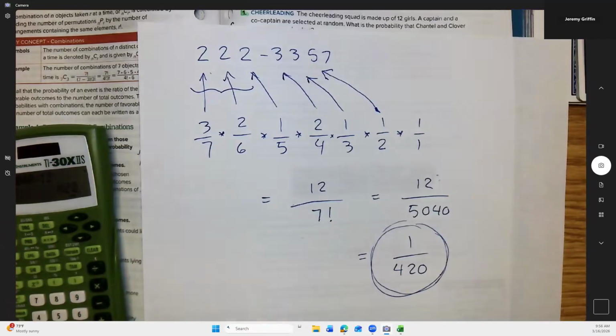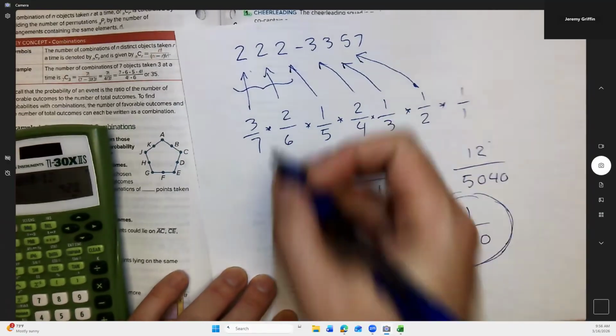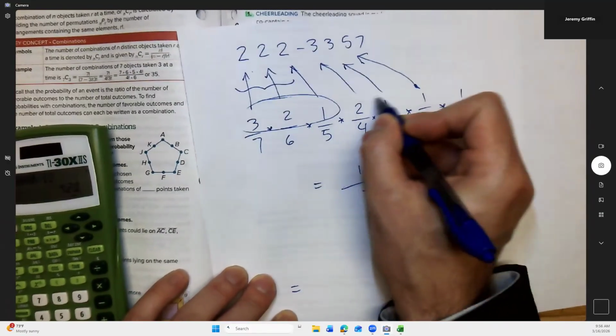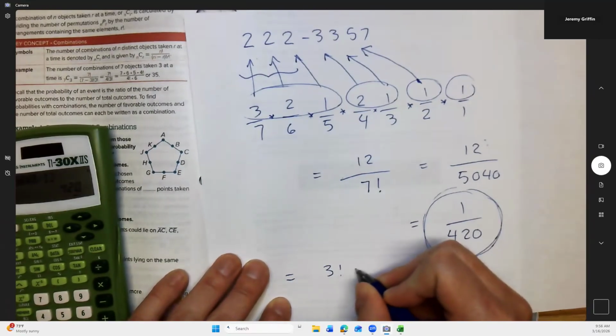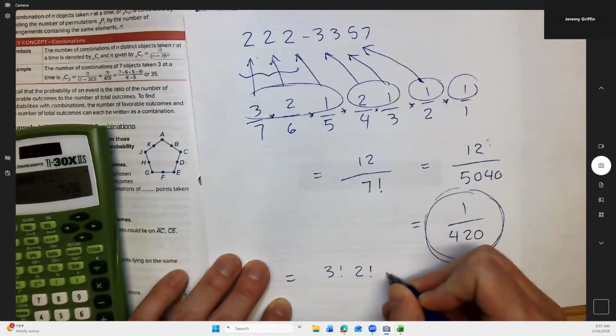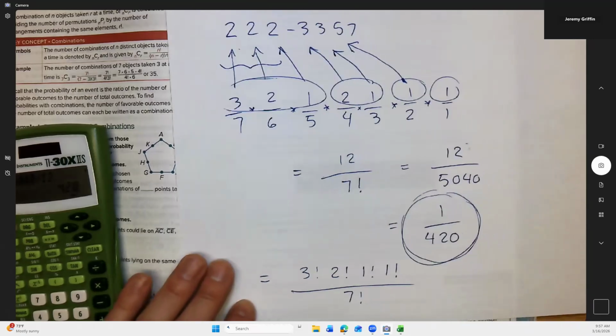You can also do it with factorials. There's 3 factorial, 2 factorial, and then 1 factorial, 1 factorial. So 3 factorial times 2 factorial times 1 factorial times 1 factorial, over 7 factorial. That'll get you there too.